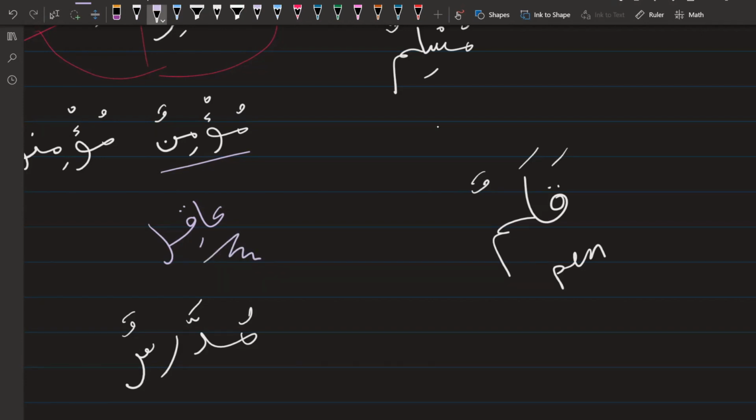So what is the plural for qalam? Aqlamun. Aqlamun. Okay. So this is one piece of information you can keep in your mind. Inshallah, it will help you.